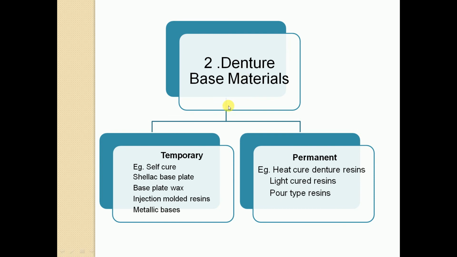So denture base material can be temporary or permanent. For temporary, you have self-cure, shellac base plate, wax, injection molding resins, and metallic bases. In the permanent, you have heat cure denture resins, light cure resins, and pour type resins.